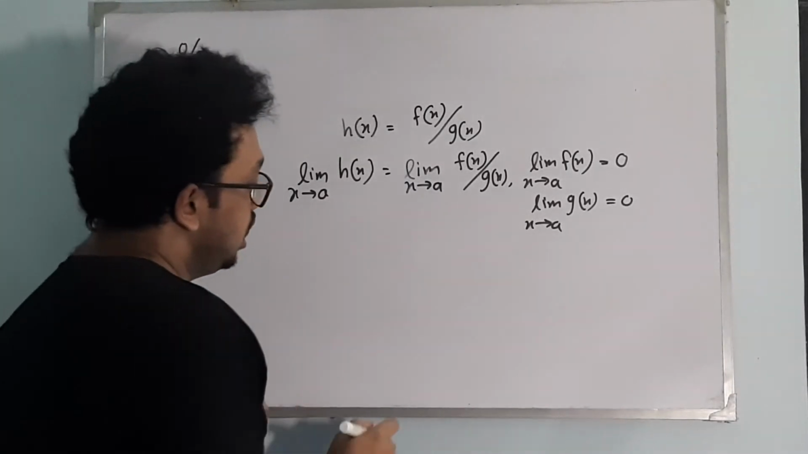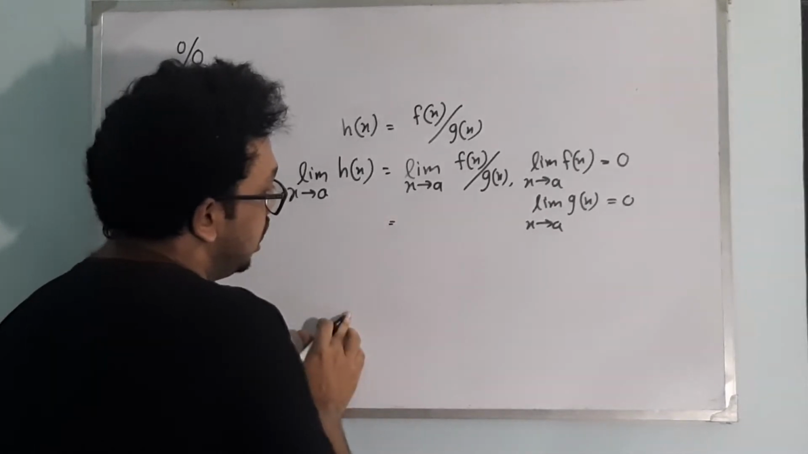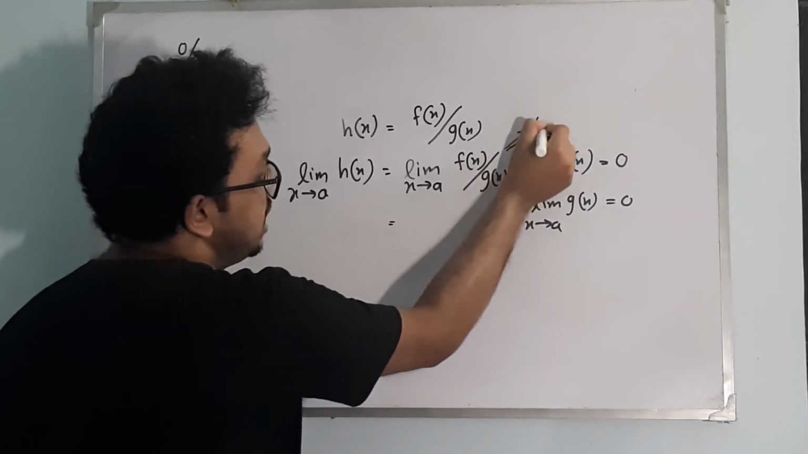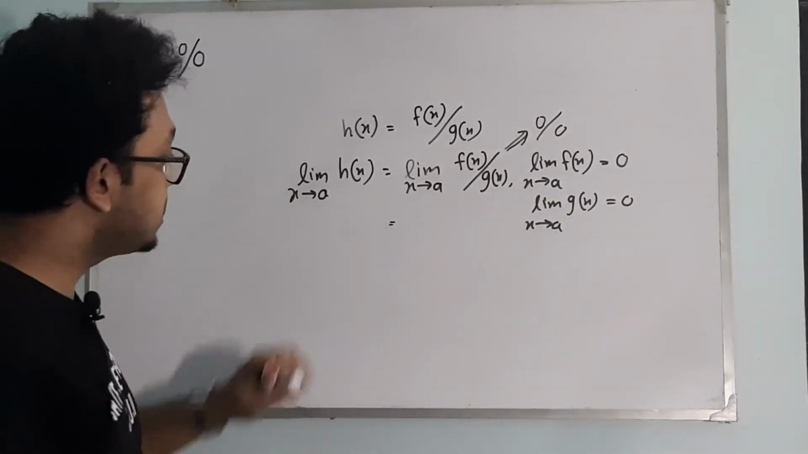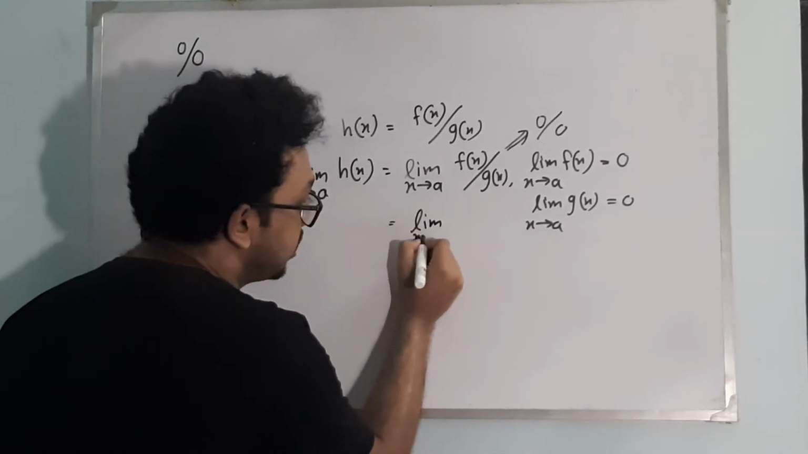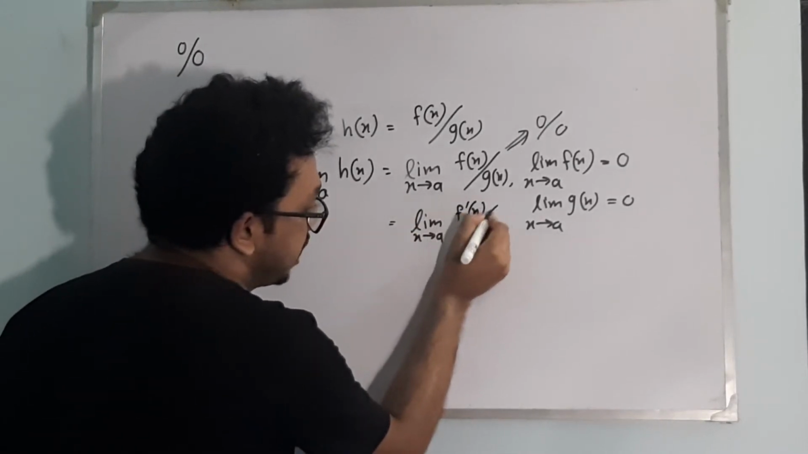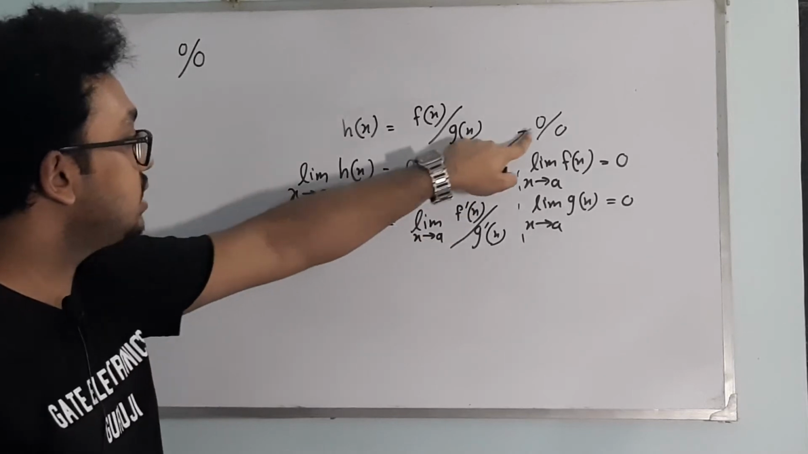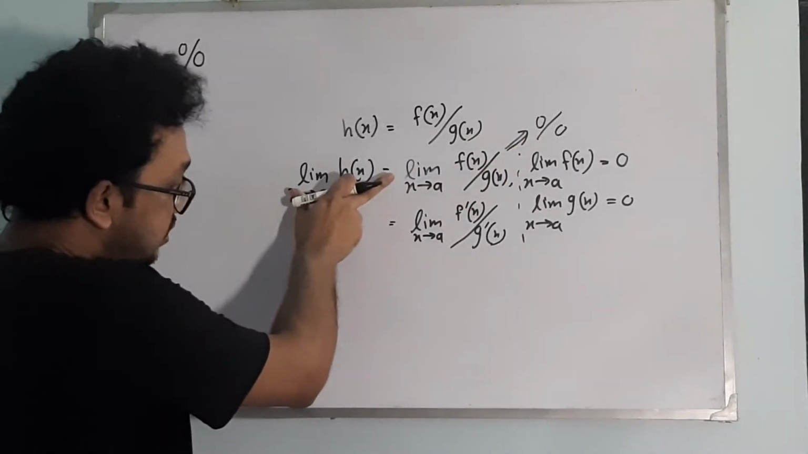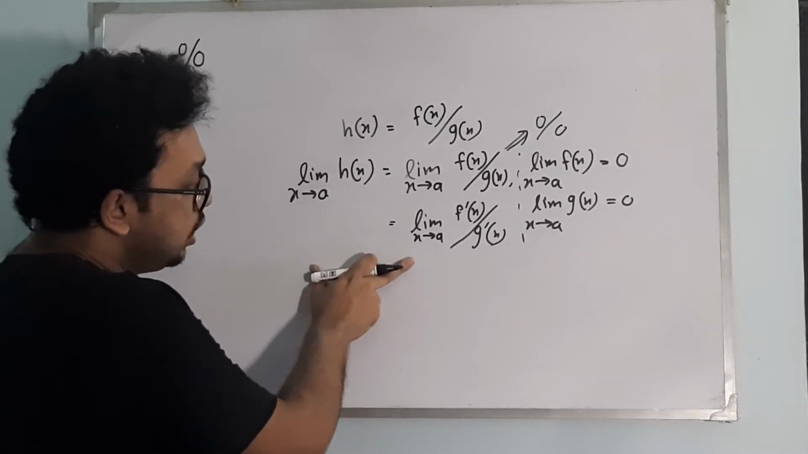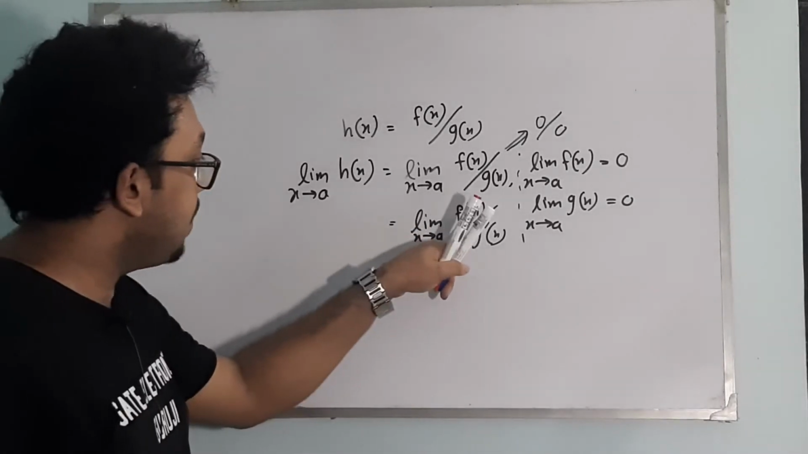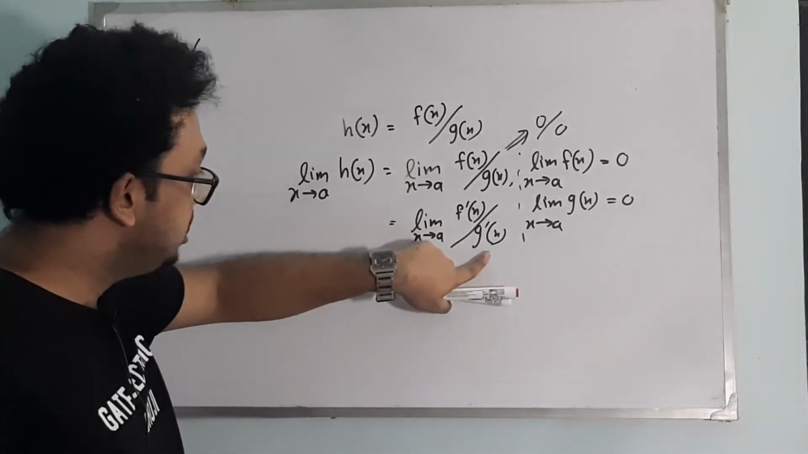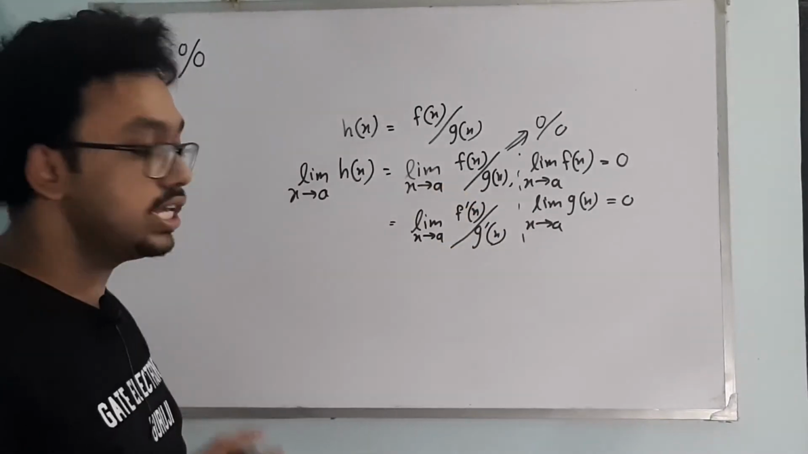Now see, what we have to do in this case is, this limit as x tends towards a of f(x) by g(x), when it is present in a 0 by 0 form, will be the same as the limit as x tends towards a of f'(x) by g'(x). What did I say? I said that when f(x) by g(x) is present in a 0 by 0 form, then this limit will be the same as the limit as x tends towards a of f'(x) by g'(x), where f'(x) is nothing but the differentiation of f(x) with respect to x one time, and g'(x) is the differentiation of g(x) with respect to x one time.